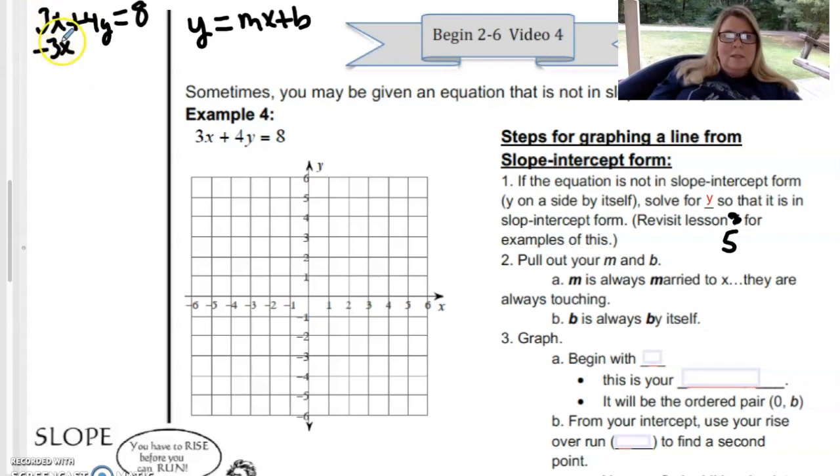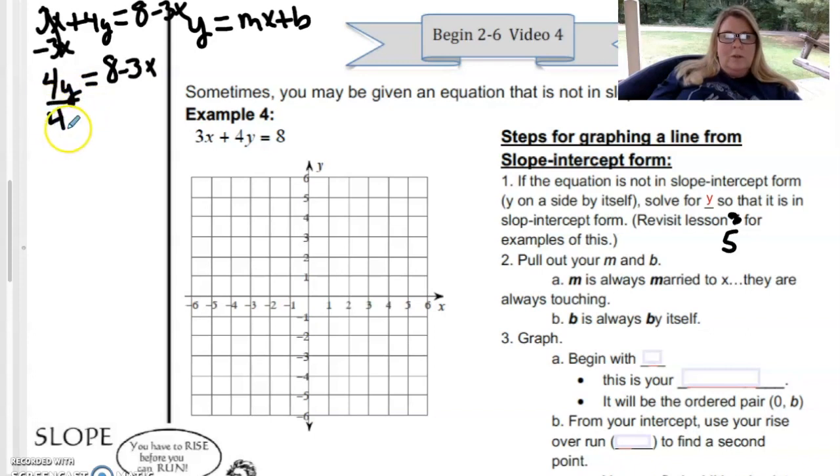That'll make those things disappear because 3x minus 3x goes to 0. But if you do it to one side of the equation, you have to do it to the other side of the equation. So we're going to subtract 3x from both sides. Here, that's 0, and we're left with 4y is equal to 8 minus 3x. Now, still not by itself, we need to divide by 4 because it's being multiplied.